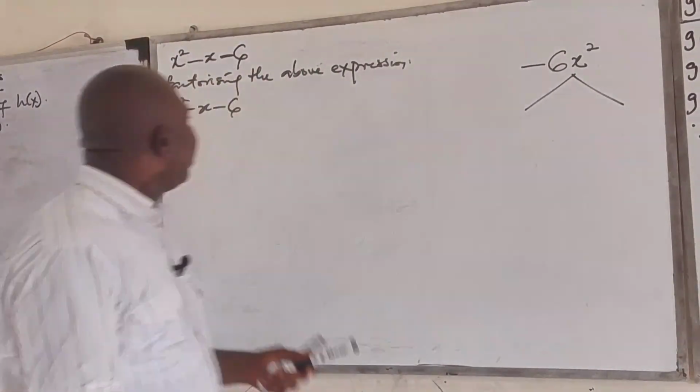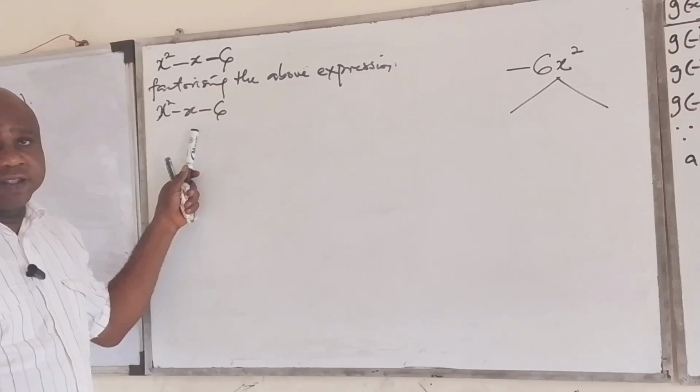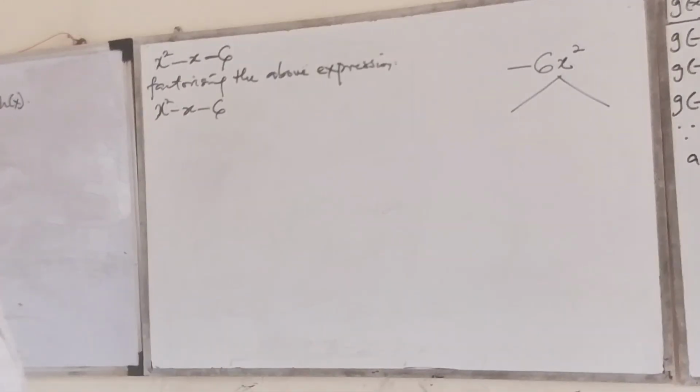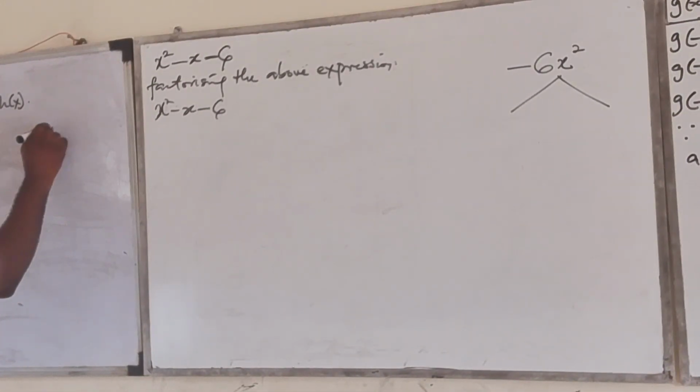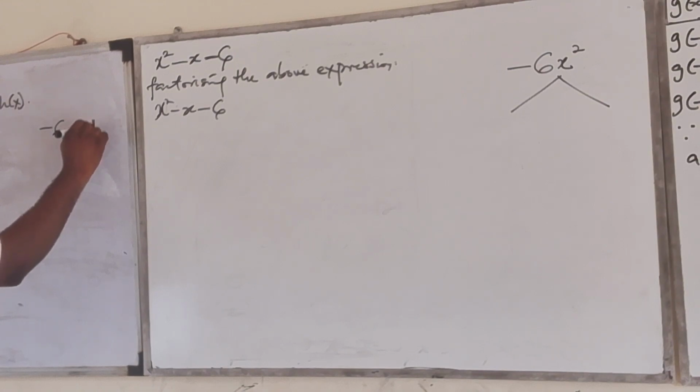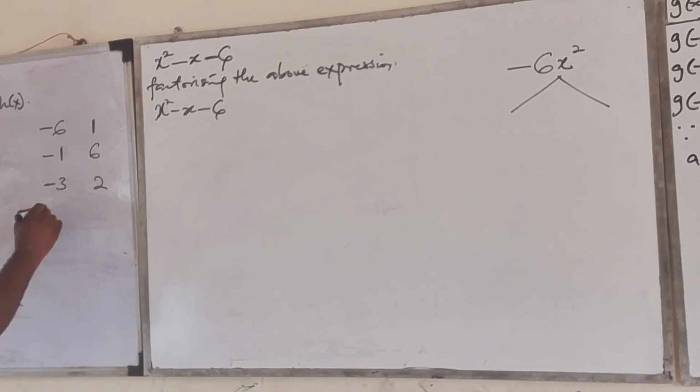Then when you add, it gives minus 1x. Okay, so now let's look at the factors of minus 6. So here we have minus 6 and 1. We have minus 1 and 6. We have minus 3 and 2. And we have minus 2 and 3.